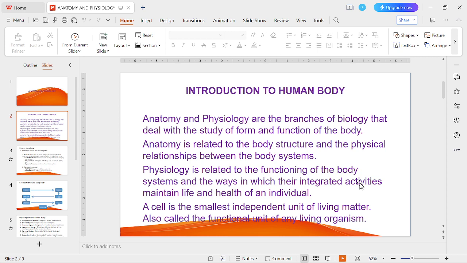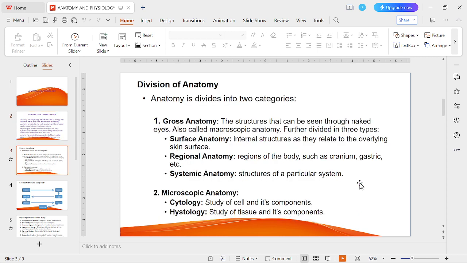Coming to the division of anatomy, the whole of anatomy is divided into two categories. The first one is gross anatomy. Gross means the larger aspect, which we also call macroscopic anatomy. Here macro means the larger part and scope means to see. So the larger structures that we can see with our naked eyes come under gross anatomy.